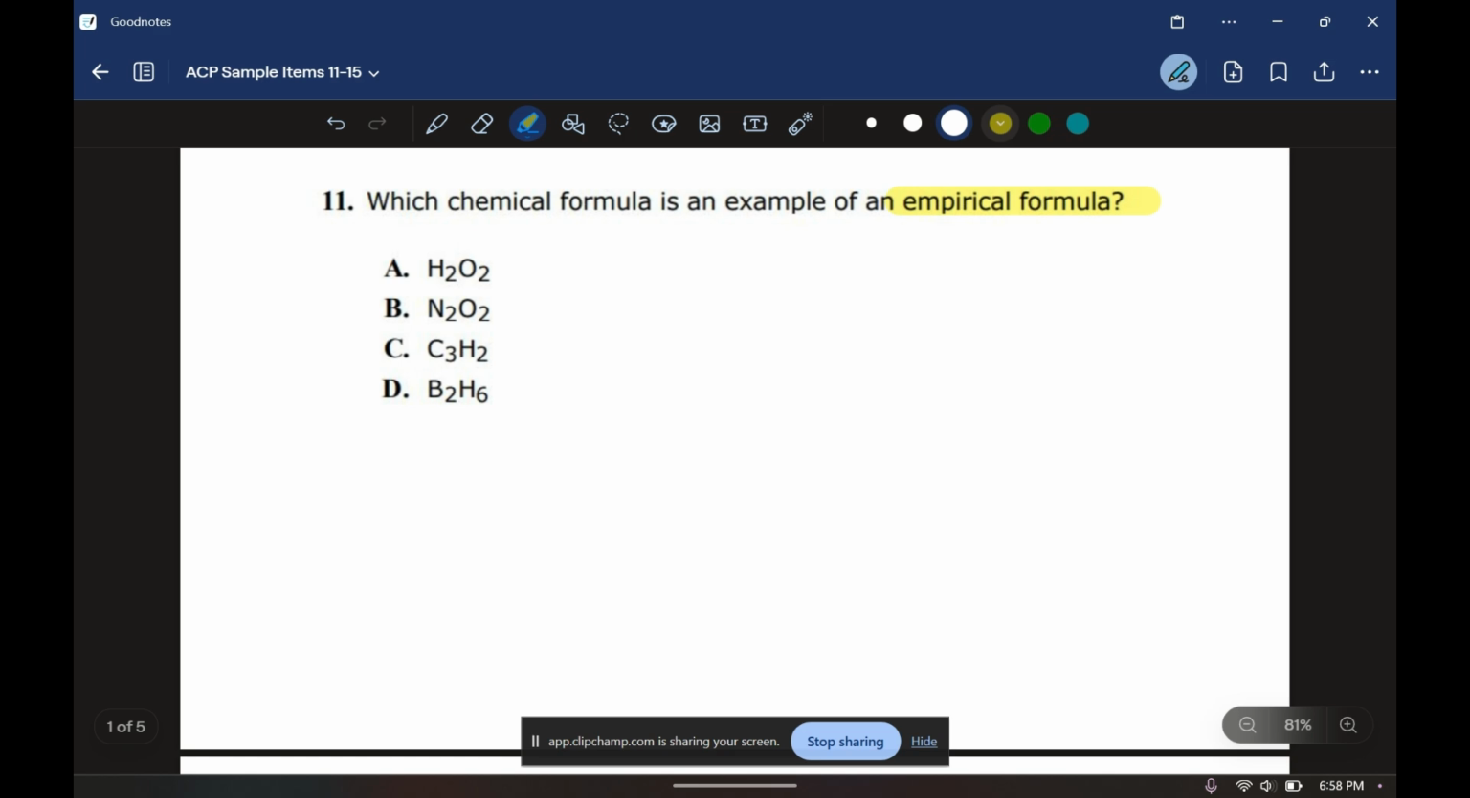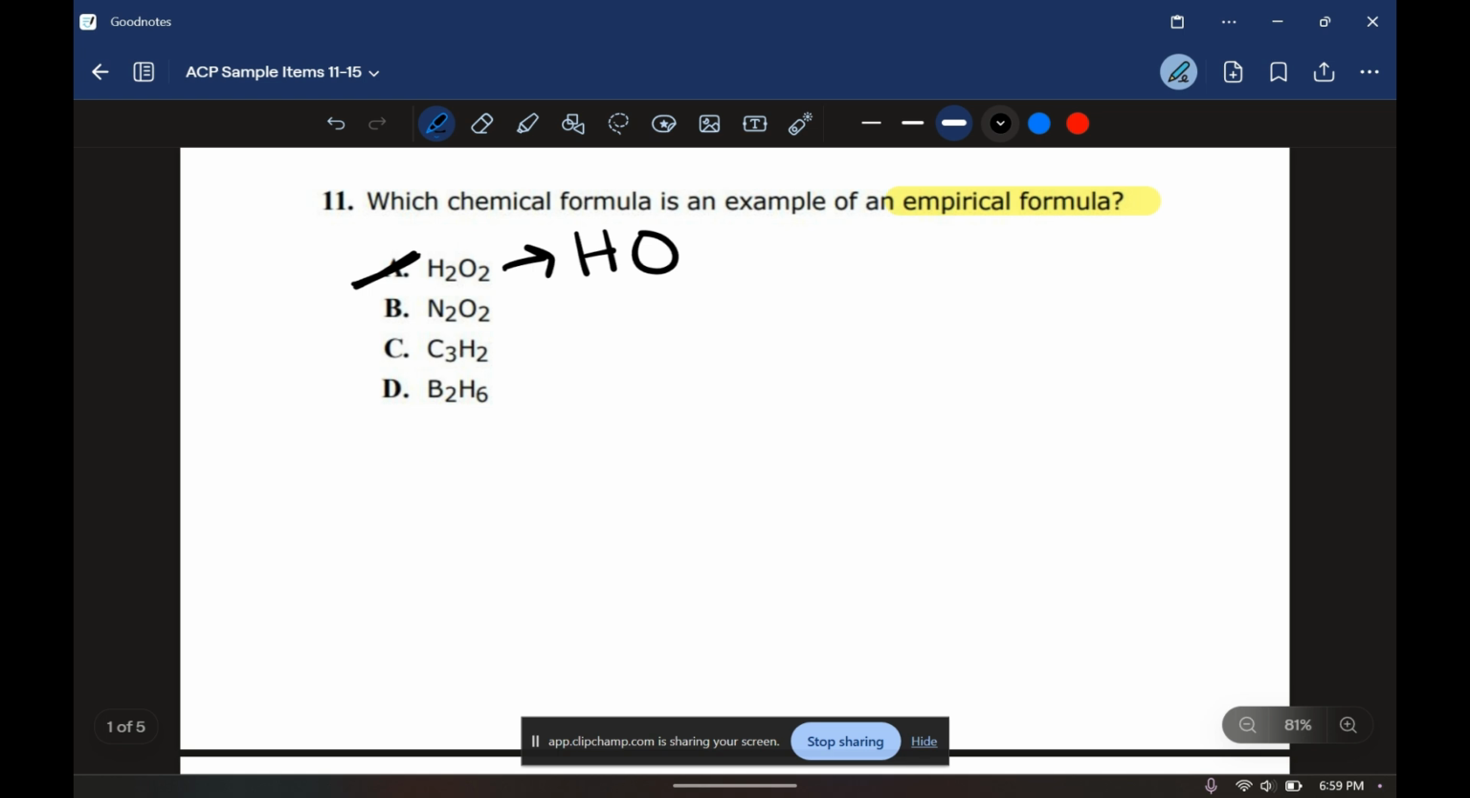An easy way to identify whether you can simplify your formula is if all the subscripts are even numbers, that means you're going to be able to divide by 2. So look at answer choice A. We have H2O2, dihydrogen dioxide. You can divide 2 by 2, that's going to give you 1. Since it's the same number for both of them, that's going to give us HO as our simplified formula, which is the empirical formula. Since we were able to simplify it, that means answer choice A is an example of a molecular formula, so that's not correct.